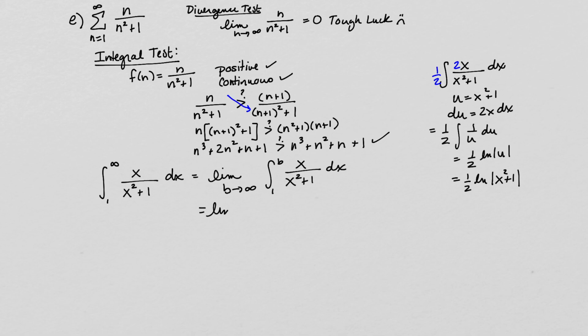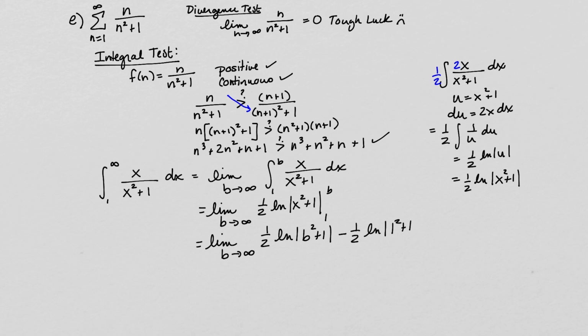So this is going to become the limit as b approaches infinity of 1/2 the natural log, the absolute value of x squared plus 1, evaluated from 1 to b, or the limit as b approaches infinity, 1/2 the natural log of b squared plus 1, minus 1/2 the natural log of 1 squared plus 1. And if I plug in that limit, that first piece, the 1/2 natural log of the absolute value of b squared plus 1, goes to infinity. So this whole limit is infinity, so it diverges. So our sequence ends up diverging.